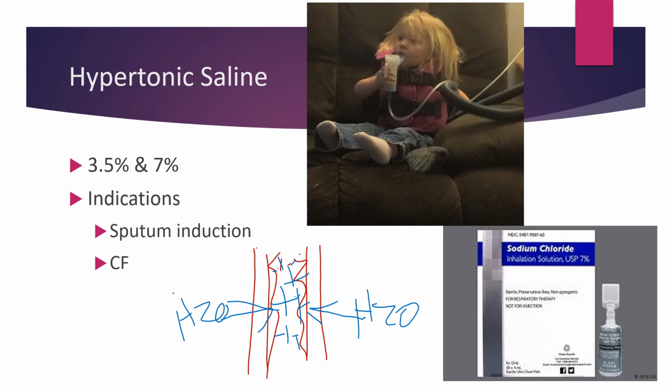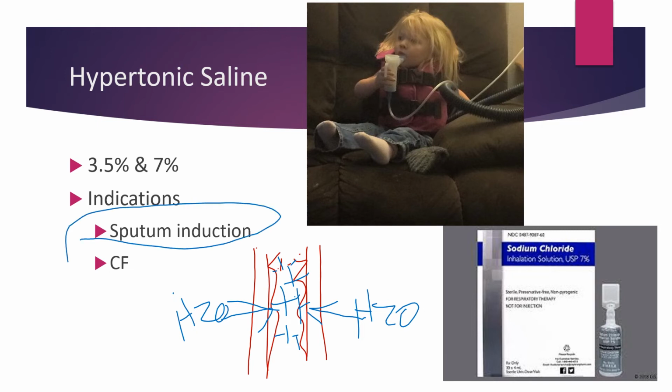So traditionally, your 3% hypertonic saline is used in pediatrics and to help thin out secretions. 5% can also be used in pediatric patients. 7% can also be used in cystic fibrosis. And then there's a 10% concentration as well. But the 10% is more designed to induce a cough so we can get a sputum sample.